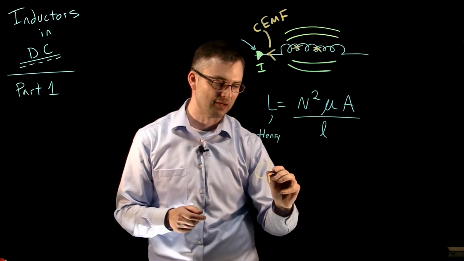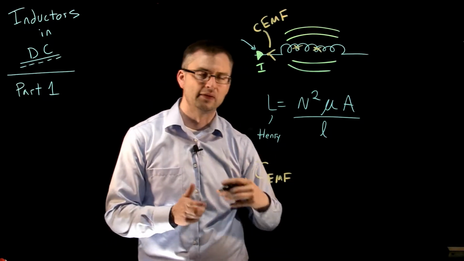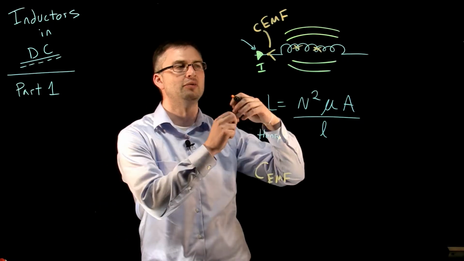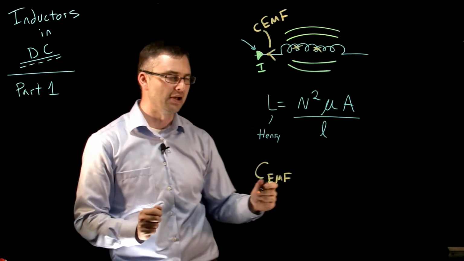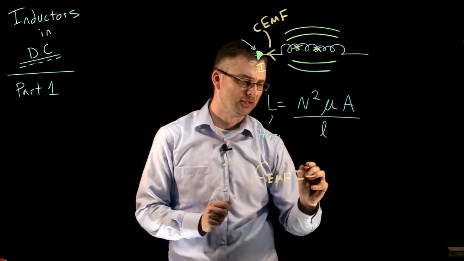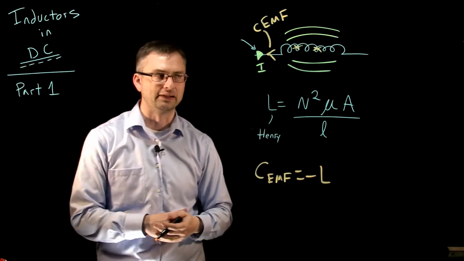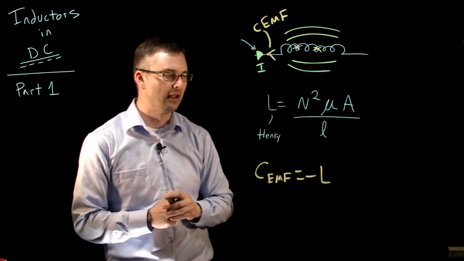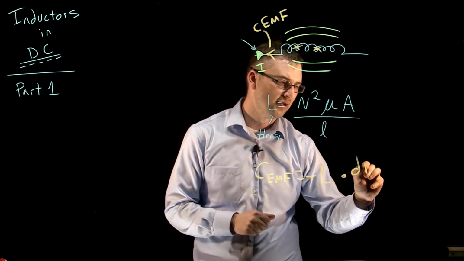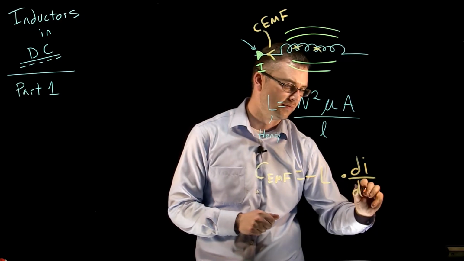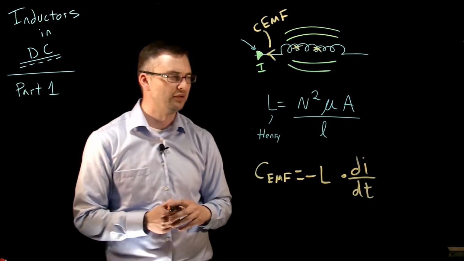Okay, so the counter EMF, which is the voltage produced by the coil when the magnetic field is expanding, is going to be equal to the negative value of inductance, the quality of the coil and the core, multiplied by the rate of change of current over the rate of change of time. So why do we do that?